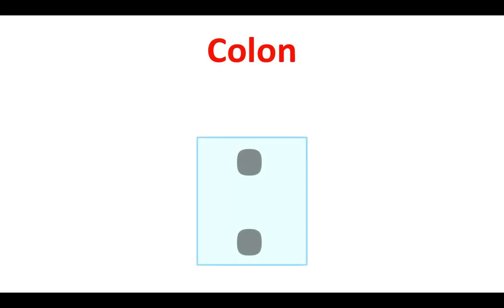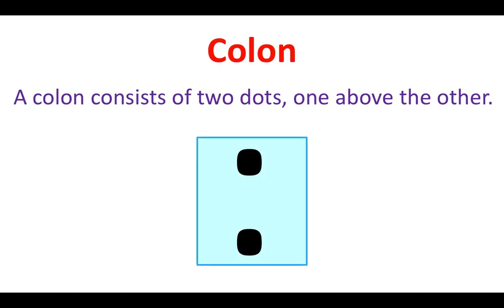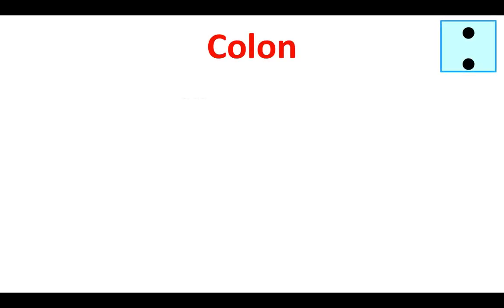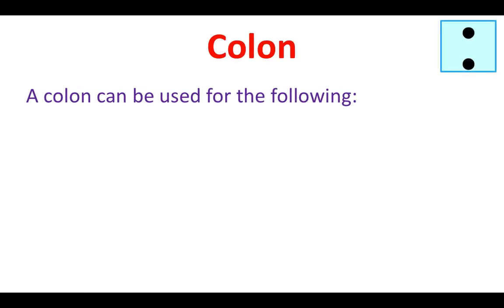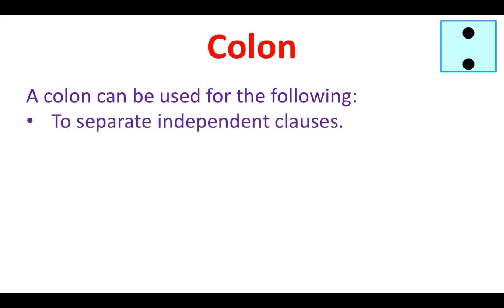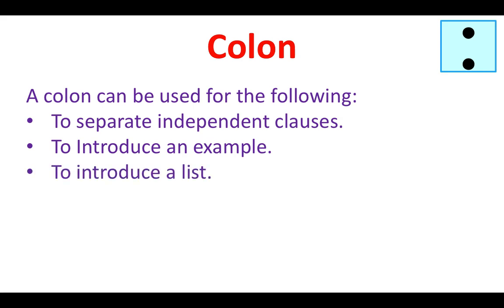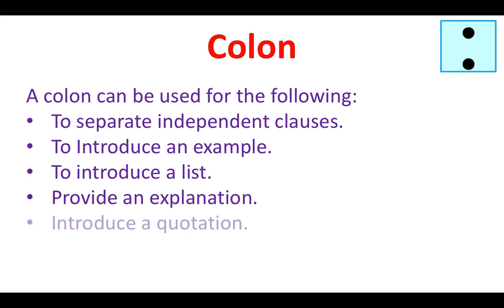Colon. A colon consists of two dots, one above the other. A colon can be used for the following: to separate independent clauses, to introduce an example, to introduce a list, to provide an explanation, to introduce a quotation, or to show emphasis.